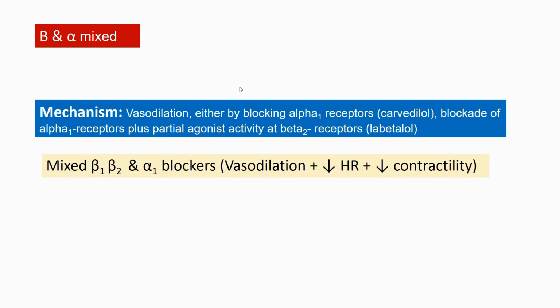Next, beta and alpha mixed blockers. They basically work through beta 1 and 2 receptors, and especially carvedilol has an antagonistic effect on alpha 1, whereas they also have blockade and partial agonist activity at beta 2 receptors. So there is a small difference in the specific mechanism of action for carvedilol and labetalol.